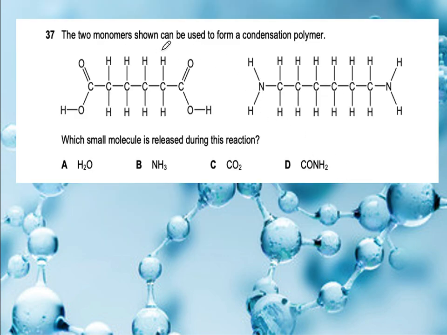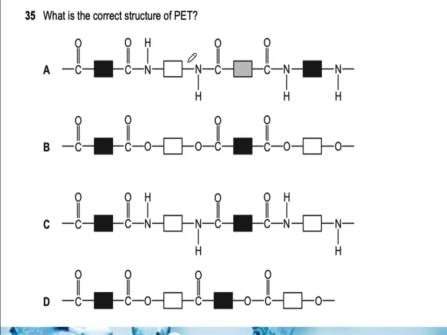The two monomers shown can be used to form a condensation polymer. Which small molecule is released during this reaction? Of course, water is the correct answer.